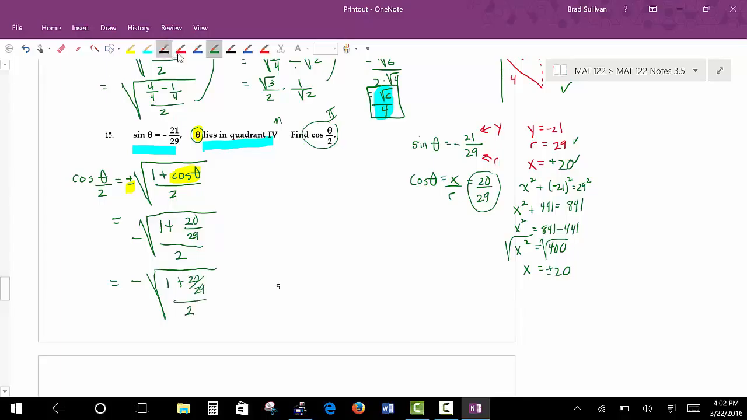Now we do have a complex fraction, so we need to deal with that. So if we want to get rid of that 29, we're going to multiply the top by 29, and we're going to multiply the bottom by 29 to get this.